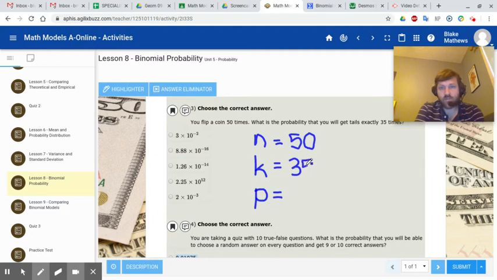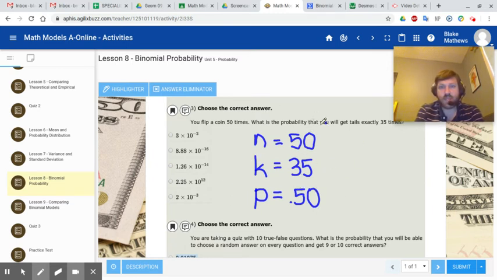So just to stop for a second, n is always the total. K is always how many times you want to get the thing that you want. We want tails. How many times do we want tails? 35 times. And P is always the probability of that thing happening. We know on a coin that the probability is 0.50 or half to get tails, 50-50. So these are the 3 numbers you need.